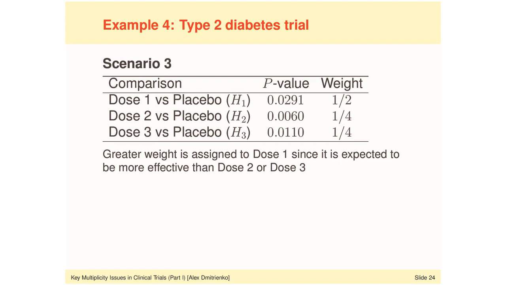But in addition to that, before we begin, we need to assign weights to the individual tests. In this particular case, as you see on the slide, the first test receives a 50% weight, and the remaining 50% is divided between the second and third tests. And the greater weight is assigned to dose 1, which is the high dose in this clinical trial example, because it is expected to be more effective than the other 2 doses, based on the historical data or data from previously conducted trials.